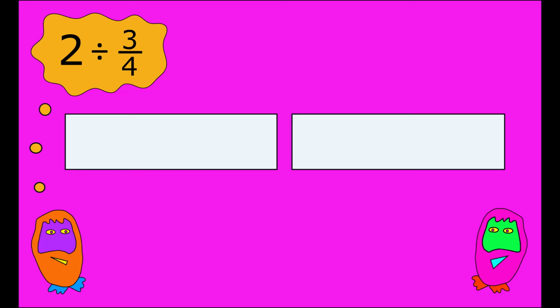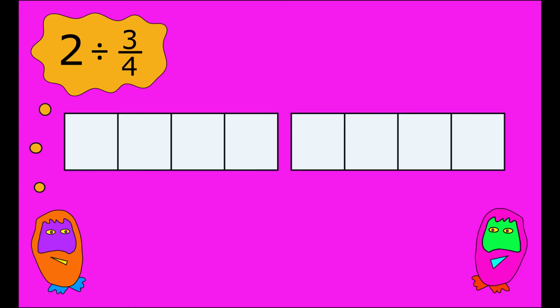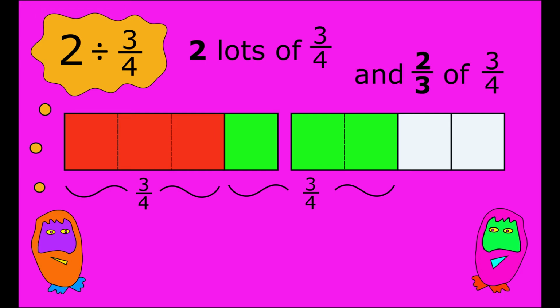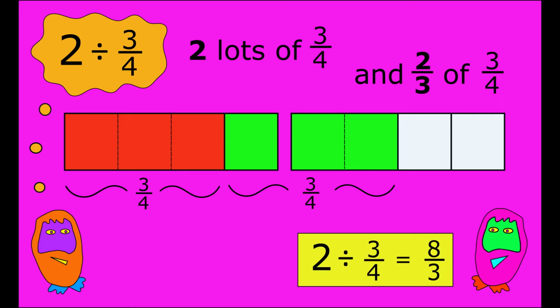Okay, let's take a look at 2 divided by 3 quarters. Well, I need to draw my 2 bars to show 2 wholes first of all. And because we're working with quarters, I'm going to split both of them into 4 equal parts. Let's colour in 3 quarters and show that. And I can colour in another 3 quarters as well. But there are an extra 2 quarters left over. So we've got 2 wholes, and then we've got 2 out of the 3 quarters we need, which is an extra 2 thirds. So this would be 2 and 2 thirds, or 8 thirds.